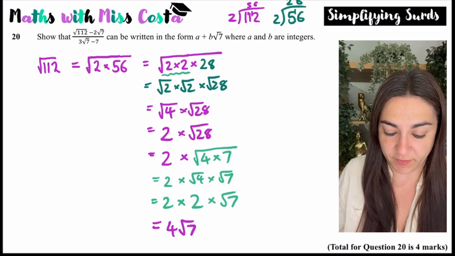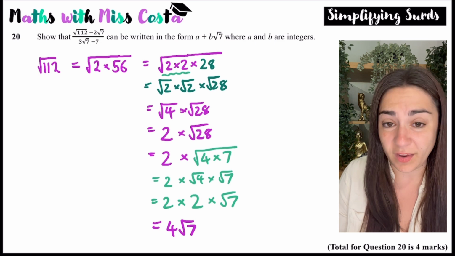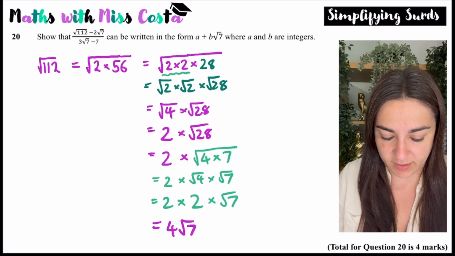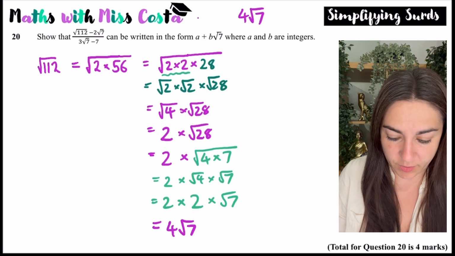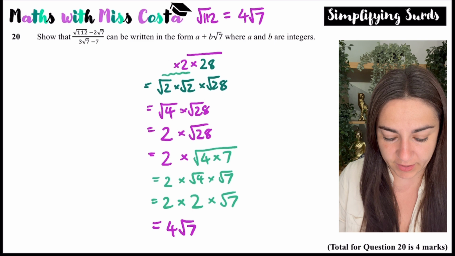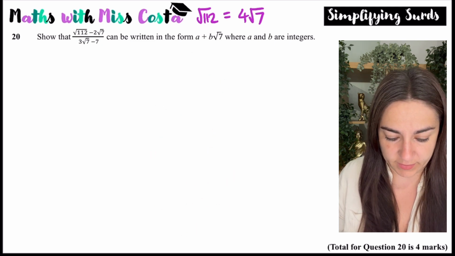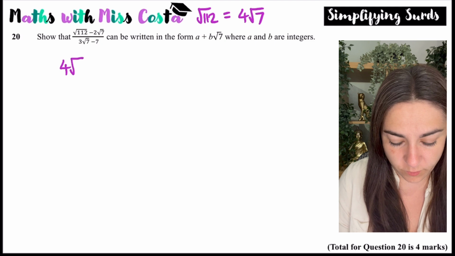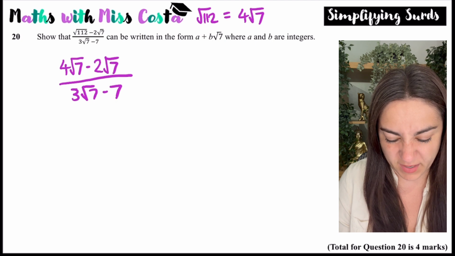So I've just simplified root 112 just to make my life a little bit easier. Otherwise I'd have to be multiplying by 112, which might be a little bit trickier. So I know that root 112 is 4 root 7. So let's put that into the surd. So I've got 4 root 7 minus 2 root 7 over 3 root 7 minus 7.